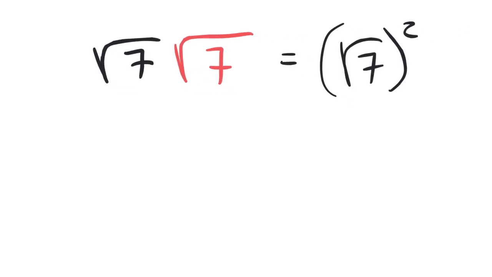Now, it's the case that this exponent of 2 cancels out this radical symbol, because squaring something is literally the opposite of taking the square root of something. So anytime you have these opposite operations being applied at the same time, then the operations cancel each other out. So this would cancel with the square root symbol, and it would leave us with just a 7.